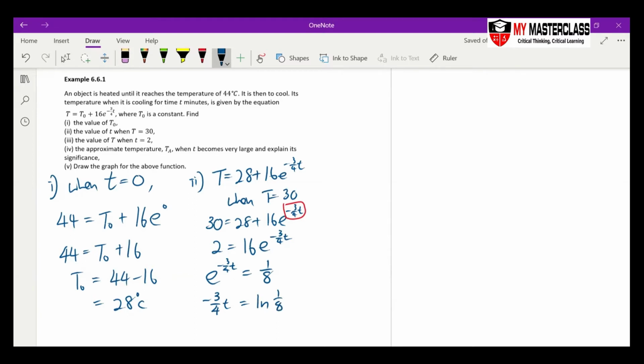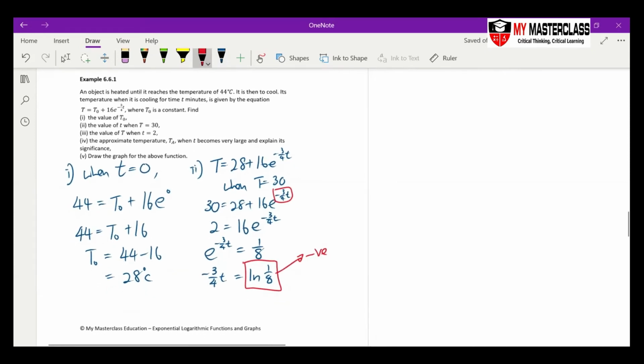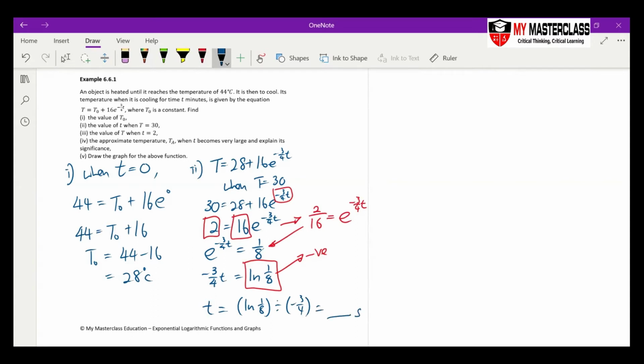I want you to remember one thing about log: other than log 1 equals to 0, ln of a fraction like this is a negative number. It will help you in terms of inequality, which I will talk about later. Then use your calculator to work this out: ln 1 over 8 divided by negative 3 over 4. Then leave your answer in 3SF. Part 3 is the simple one. You just put in t equals to 2, key the whole thing into your calculator, and you can get it. Part 3, I will not go through. So I will look at part 4, where t becomes large, this kind of question.